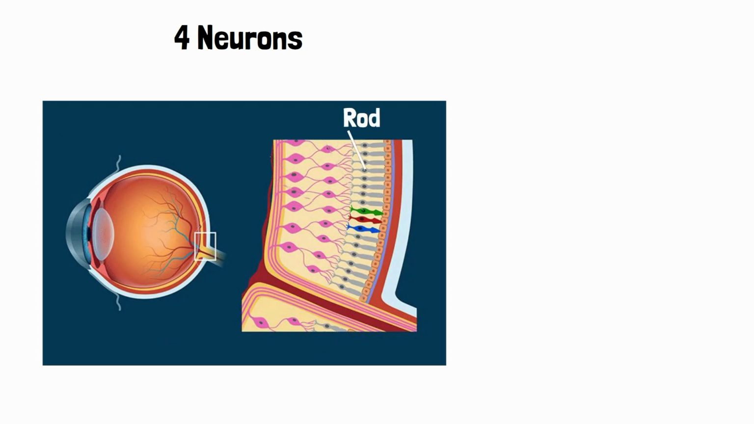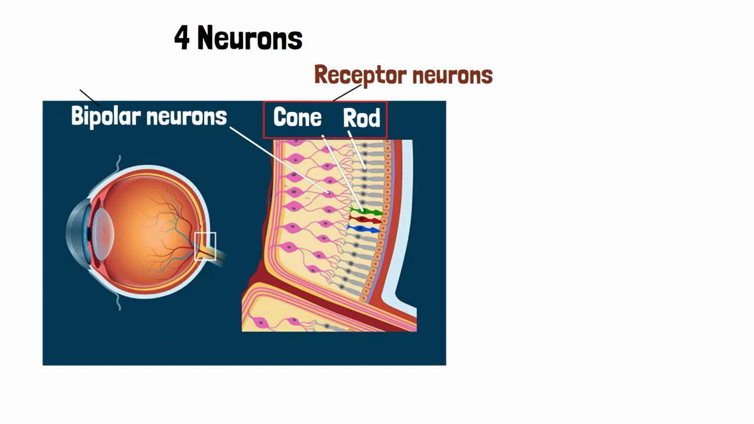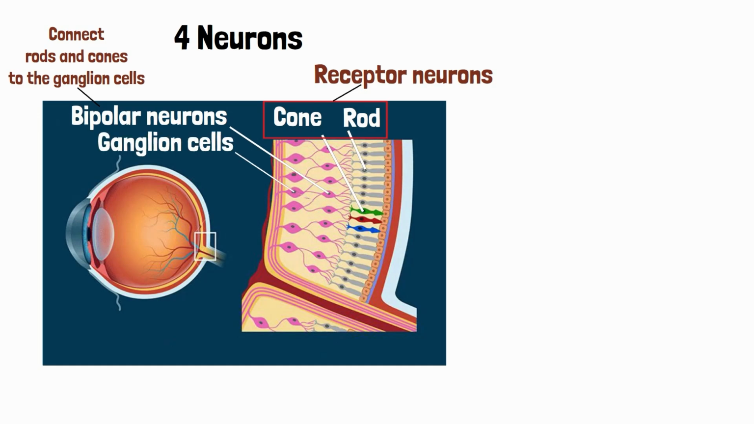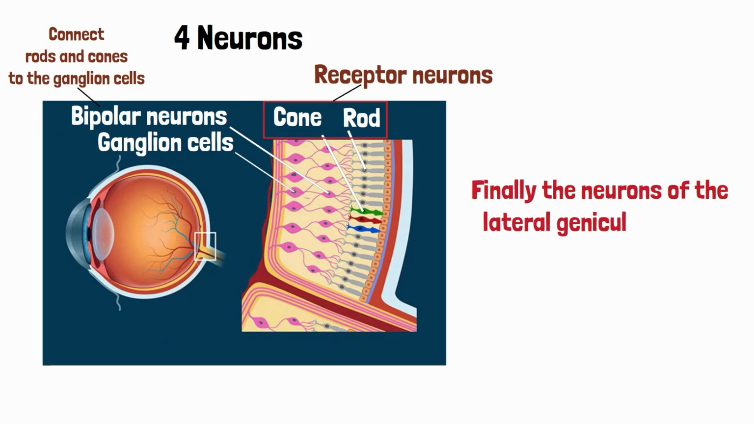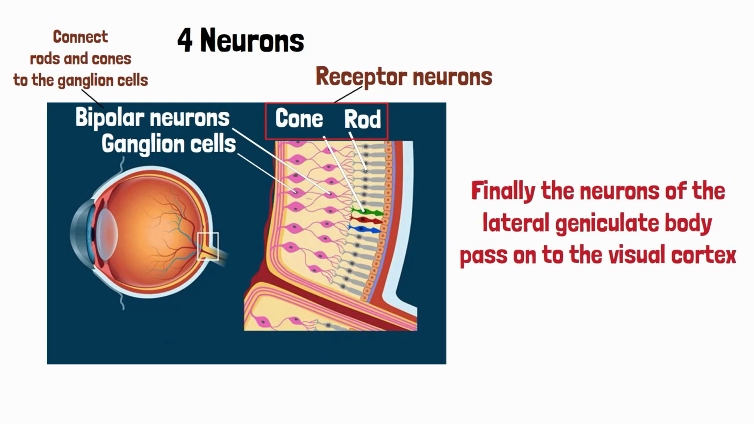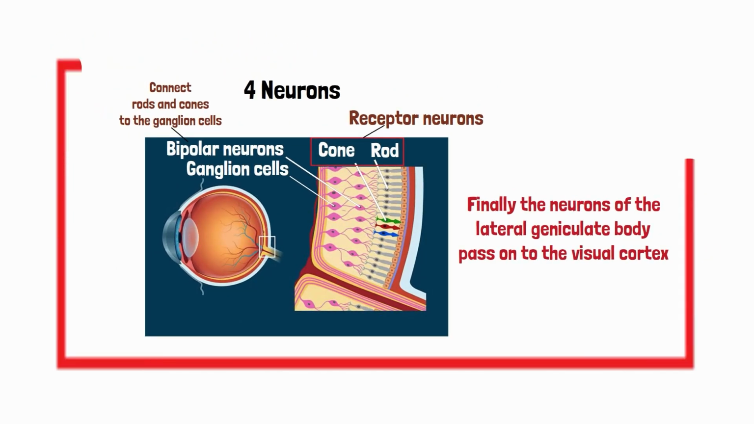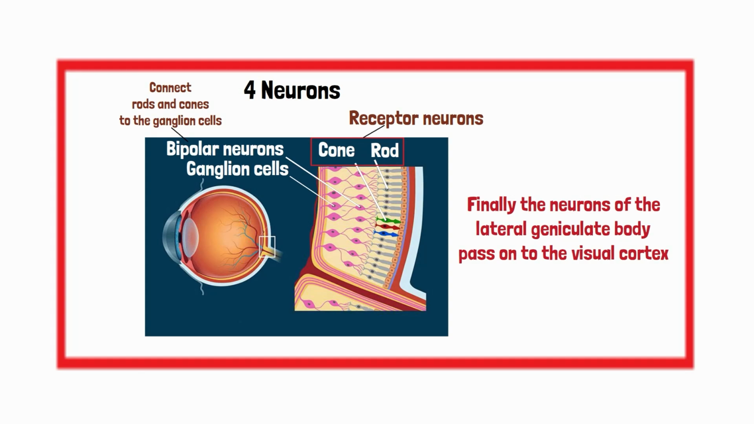First, there are the rod and cone cells, which are specialized receptor neurons located in the retina. Their information is conveyed to the bipolar neurons, which are another group of neurons connecting the rods and cones to the ganglion cells. Ganglion cells are the third group of neurons which relay this information to the lateral geniculate body. And finally, there are the neurons of the lateral geniculate body which pass on to the visual cortex. This entire series of neurons, starting from the eye, going all the way up to the brain, is termed the visual pathway.